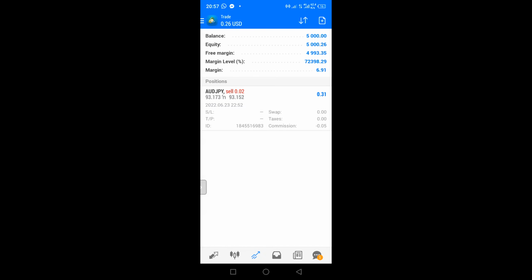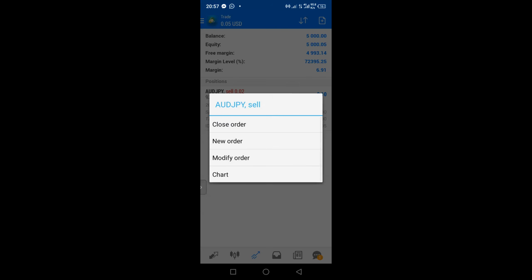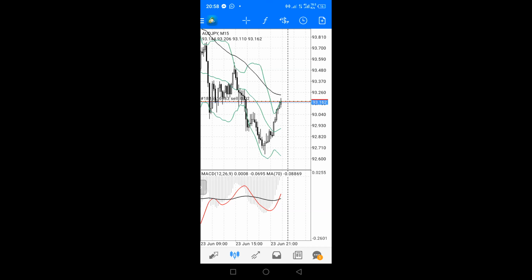Commission is what you pay your broker for helping you carry out a trade, and they are telling me that my commission here is 5 cents. So whatever my profit is, they're going to take out 5 cents from it, right? If I want to close this trade, I just click on it for 2 seconds, it brings out this interface where I have close trade, new order, modify order, or of course, I can click on it and go to my chart. Yes, let's do this.